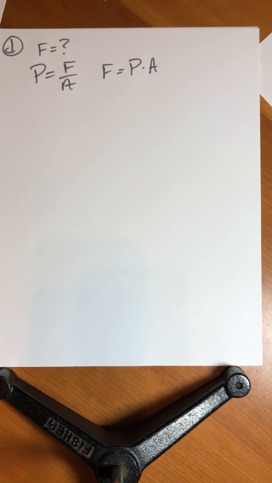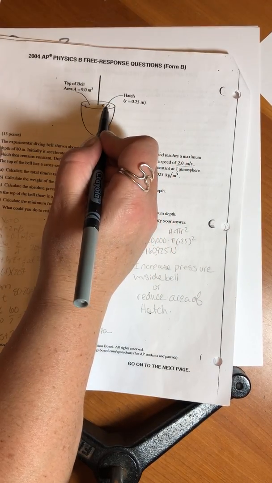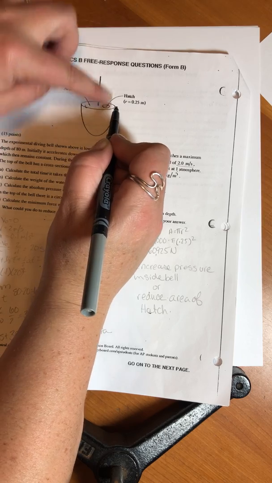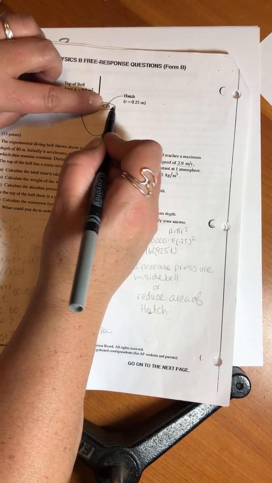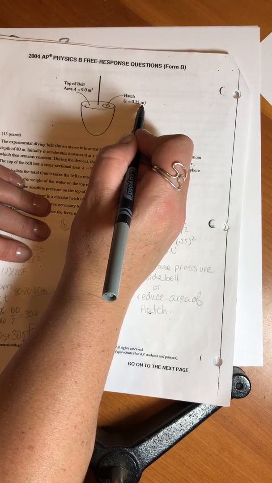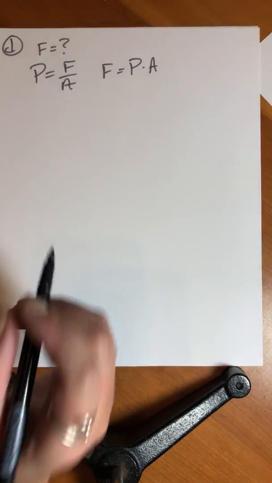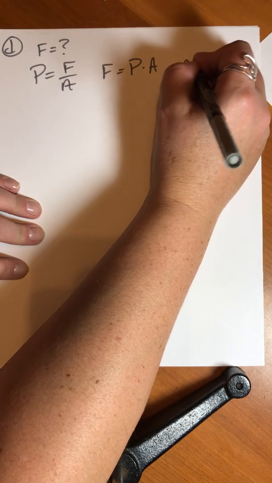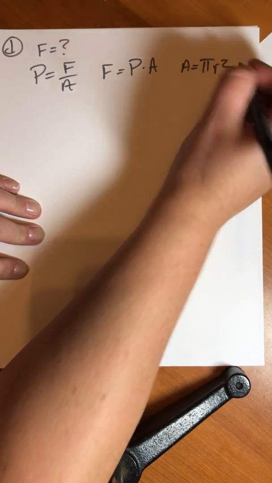Okay, so it's still, well, I'll come back to that. I do want to mention that the area that we're talking about for this part of the problem is the area of the hatch, right? So we've got all this pressure of the water, all the way down, pushing down on the hatch, and now we're trying to push this hatch open, and they tell us the radius of the hatch. So of course we can get the area. We know that area here equals pi r squared.